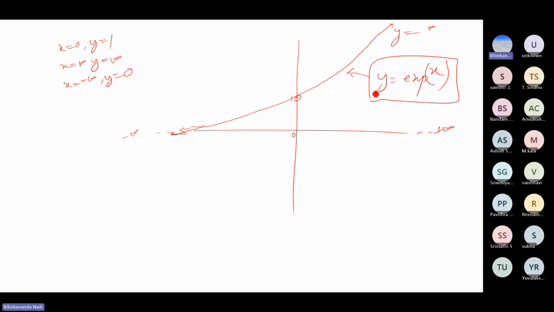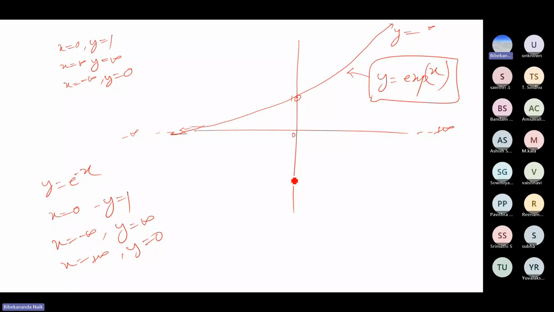So this is the curve of the exponential function. But similarly, when we plot the graph of y equal to e to the power minus x, then at x equal to 0, y equal to 1, at x equal to minus infinity, y will be infinity, and at x equal to plus infinity, y will be 0, because here the minus sign is given.